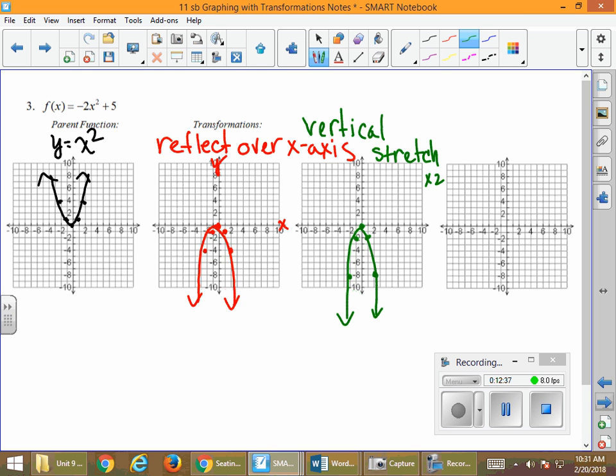we have one final transformation on this particular problem. We've got the +5. The +5 is outside of the function. And the +5, therefore, is going to move our graph up 5 spaces. So let's start with moving the vertex up 5 spaces.